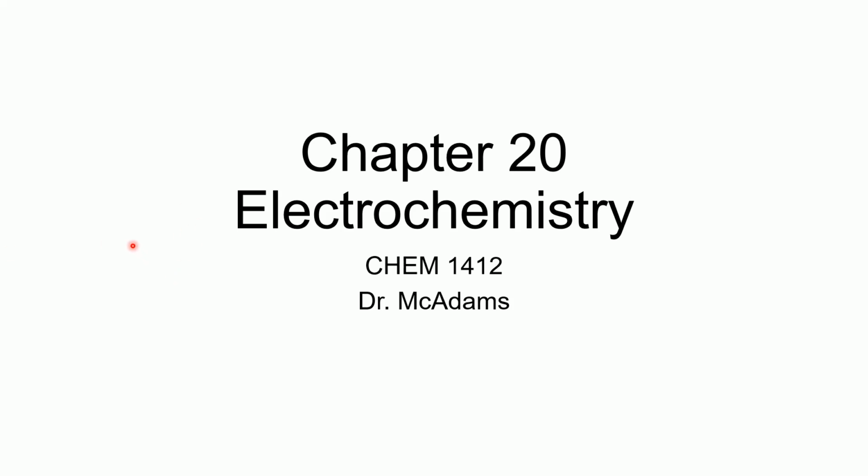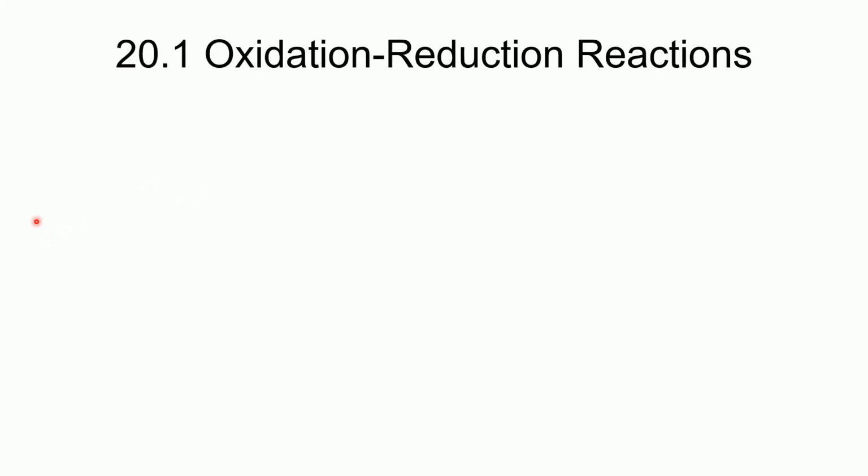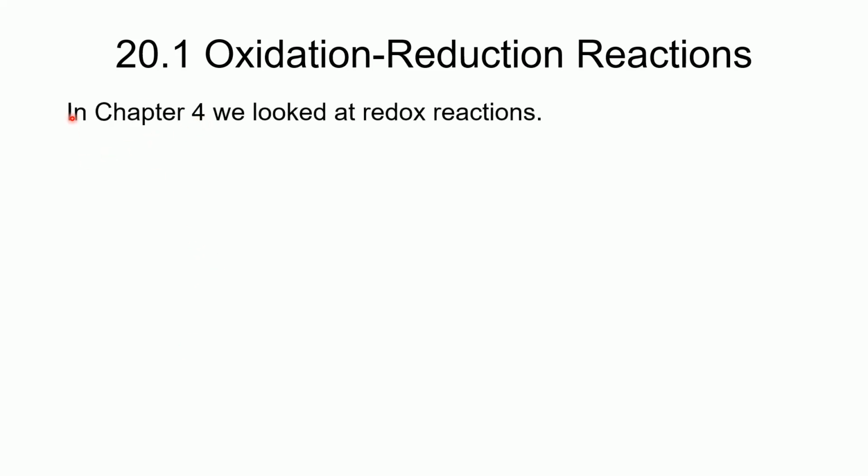In Chapter 20, we're going to be looking at electrochemistry. And the main concept in electrochemistry is oxidation-reduction reactions. So we are going to look at the rules for oxidation-reduction reactions. Before we dig into the rules, though, I want to look at an example of an oxidation-reduction reaction.